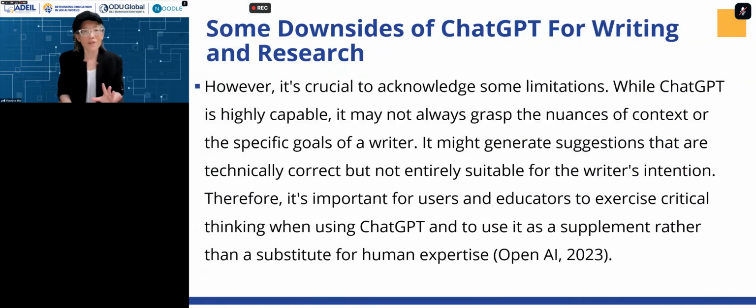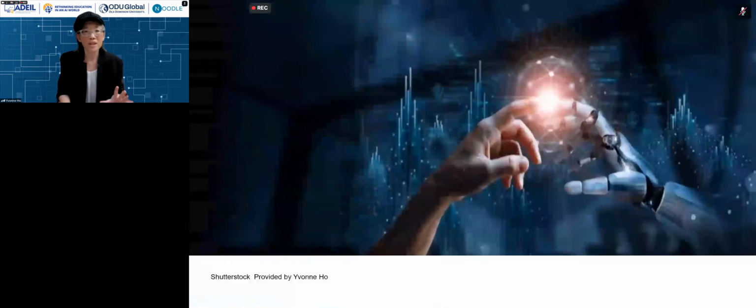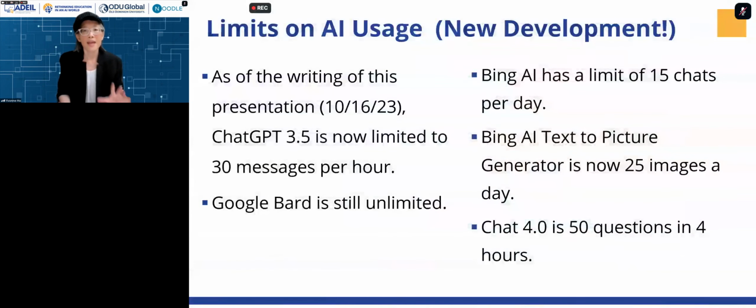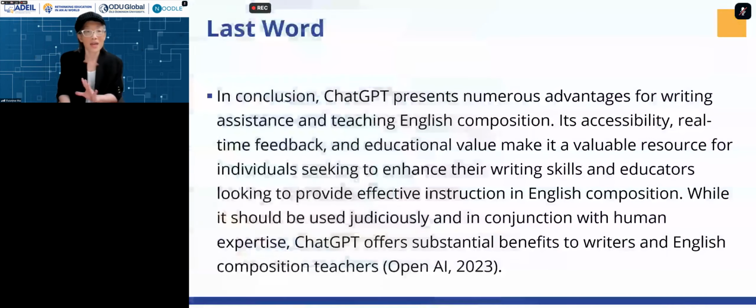However, it's crucial to acknowledge that ChatGPT has limitations. It might generate suggestions that are not technically correct. It might hallucinate, and it has biases. So it's important for users to fact check for biases, and that's where human intervention comes in. And as of this presentation, ChatGPT 3.5 is now limited to 30 messages per hour. It used to be unlimited.